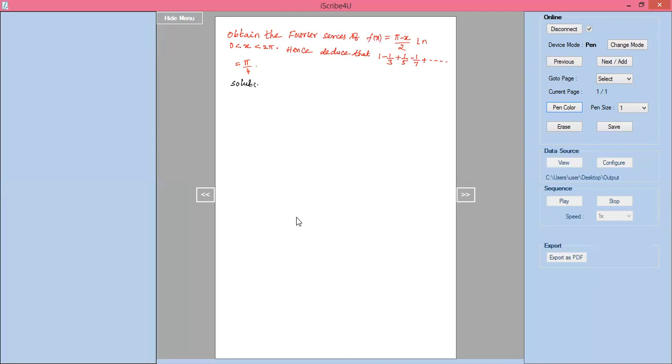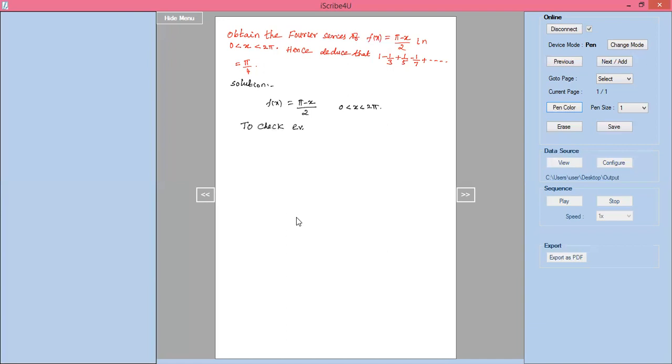Given f of x equal to (pi minus x) divided by 2, interval 0 less than x less than 2 pi. Some deduction they have given. First we have to find the Fourier coefficients, which means a naught, a n, b n. Then we will see the results. To start, I will check whether the given function is an even function or an odd function.